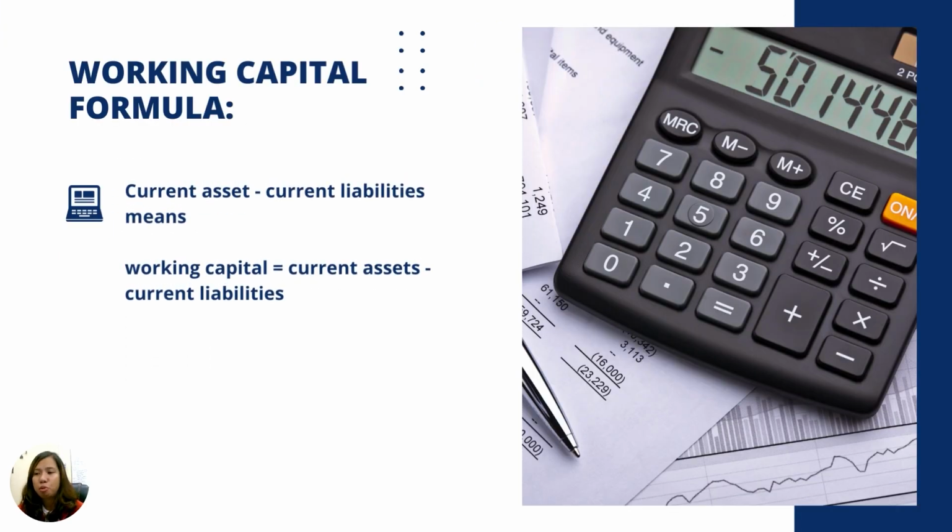The working capital formula. It is actually the current assets minus the current liabilities, which means the working capital equals the current assets minus the current liabilities. For example, a company has current assets of 10,000 and has 3,000 in current liabilities. The working capital for that is 7,000.